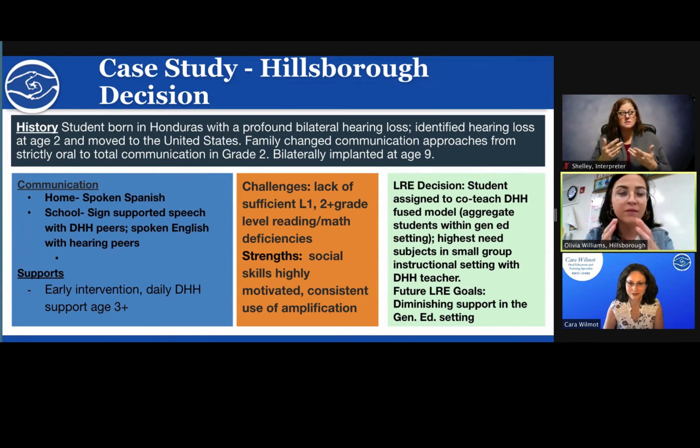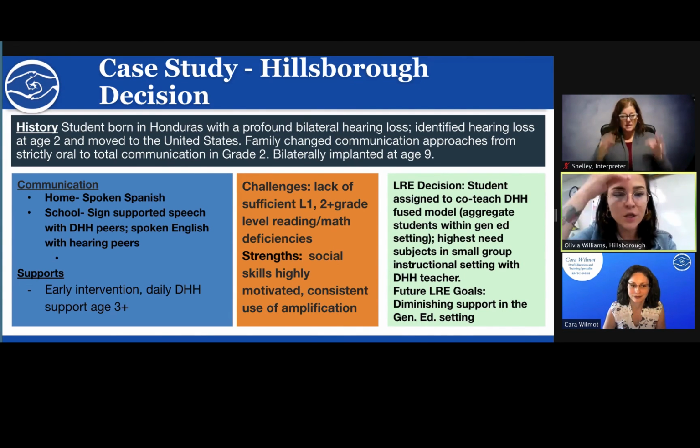So I want to just briefly talk about some of the things that we've been doing in Hillsborough County and some of the things that we have been working towards as far as making sure that these students, like you said, have access to all of the different domains. So not just being concerned about the curriculum and learning of the child, but also their social exposure and their ability to learn and grow from their peers, and the opportunities that they have for engaging play and for working, on field trips, like you were saying, and being exposed to not only the DHH peers, but also the gen ed peers.